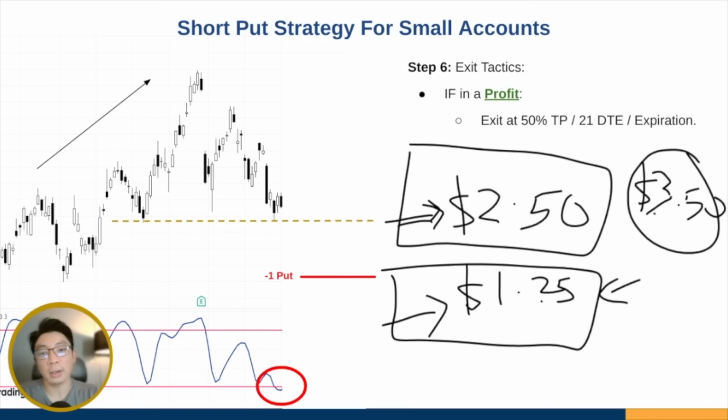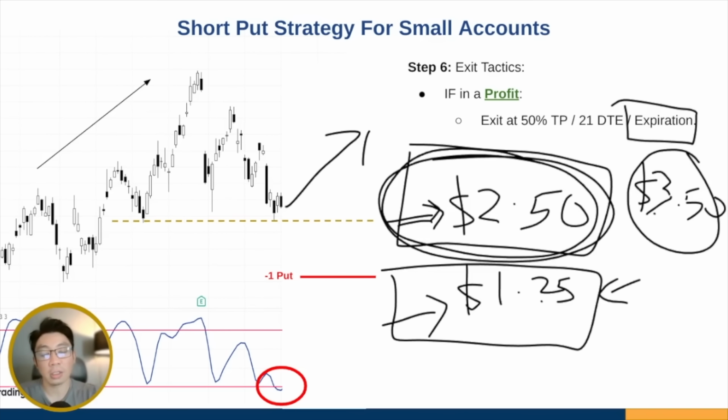But with that said, I know that some people do want to have the option of holding to expiration, because after all, if the market is above your short put strike, right? Imagine it keeps going up, then why not just capture the whole premium that is given to you at the start, right? This whole $2.50. So some people have that thinking. So if you want to hold to expiration, you can definitely do so as well.